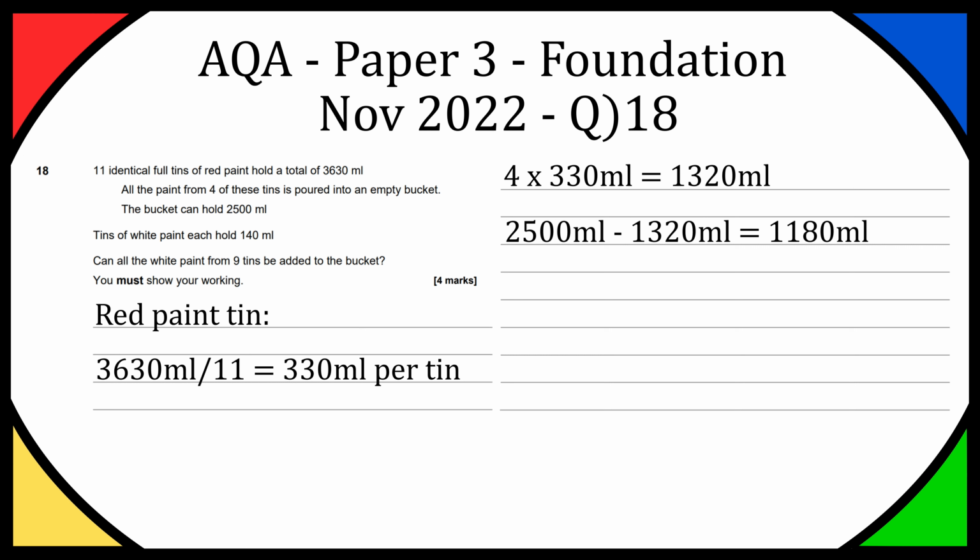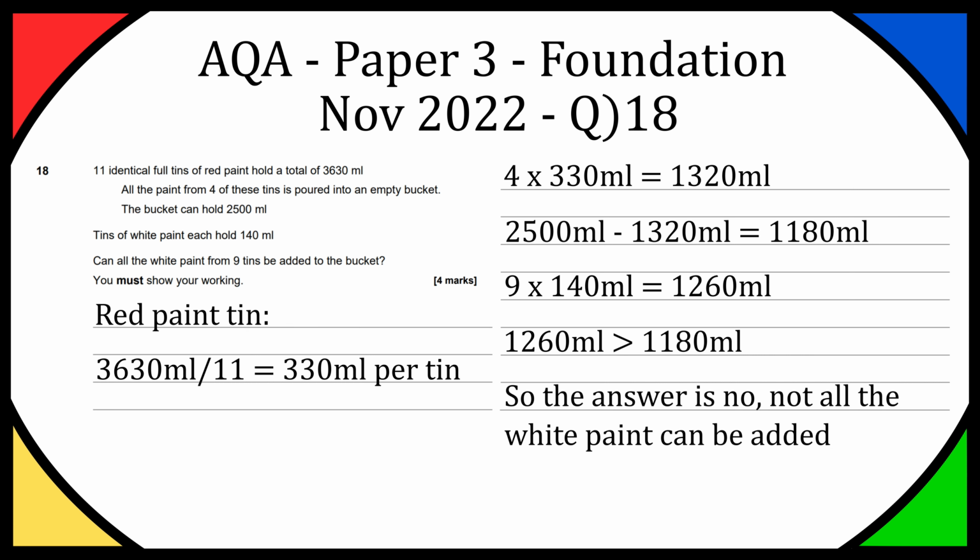They then talk about how tins of white paint each hold 140 milliliters, and they ask us whether 9 tins of white paint can be added to the bucket. So we know we have 1,180 milliliters of room left, so let's work out how much room the 9 tins of white paint will take up. So we do 9 times 140 milliliters, and that's going to be equal to 1,260 milliliters. So the amount of white paint is 1,260 milliliters, which is larger than the room left in the bucket, which is 1,180 milliliters. So the answer is no, not all the white paint can be added.